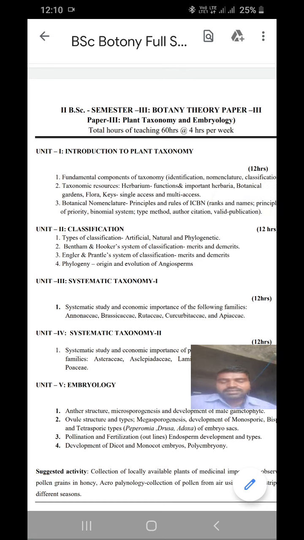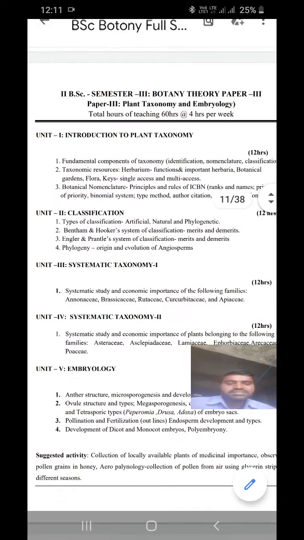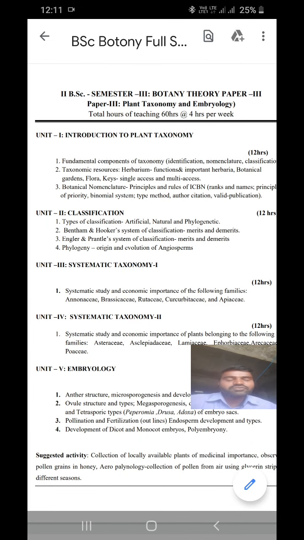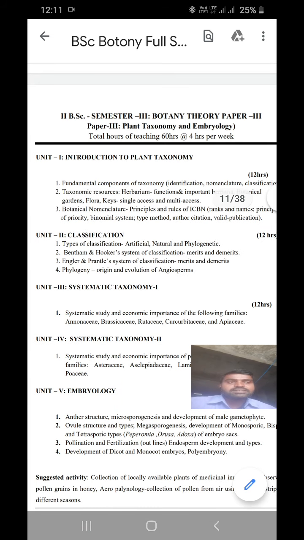So actually the types of classification are three types. What are the three types? Artificial classification, natural classification, and phylogenetic classification. Here artificial classification is an old type of classification based on visible external characters. Another one is natural classification, and the other type is phylogenetic. We will study later the different types of classifications.